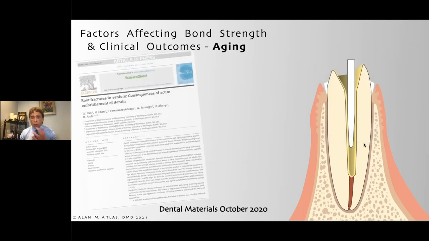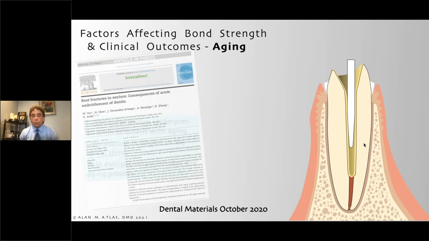And there it is, just came out in October, looking at root fractures in seniors, the consequence of acute embrittlement of dentin. We think, or normally, and the biggest myth is that endodontically treated teeth are more fragile, more brittle. They're only more brittle as we get older. Usually in young adults, teenagers, even people in midlife, the moisture level of the dentin, whether it's endodontically treated or vital, is pretty close, similar. That's not the reason why these teeth are fracturing.